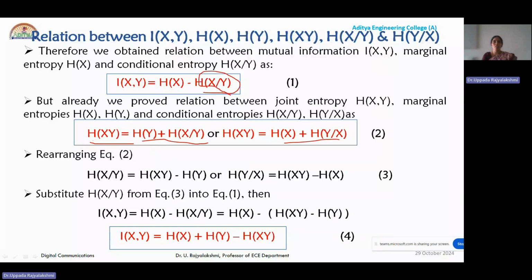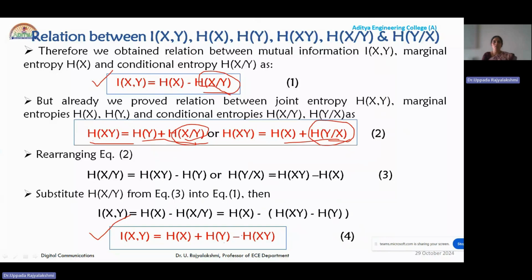So here you have h of x by y. The equation 1 is with respect to h of x by y. So you can replace this h of x by y as h of xy minus h of y. Upon replacing that, this minus of minus becomes plus. So h of x plus h of y minus h of xy. So here in equation 4, we have represented the mutual information in terms of two marginal entropies and joint entropy. In equation 1, we have represented it in the form of marginal entropy of transmitter and conditional entropy of x knowing the receiver. Similarly, you can also write the expression in terms of conditional entropy of receiver knowing the transmitter.